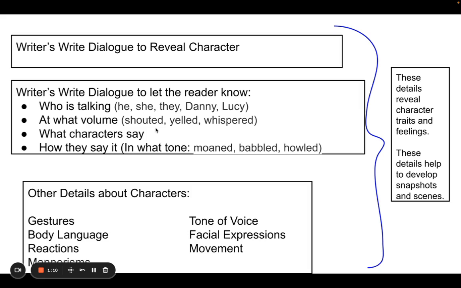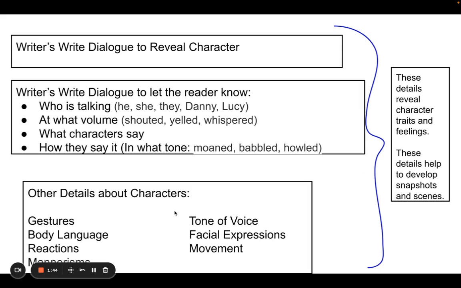So, reasons writers write dialogue. You can reveal character traits, feelings. Writers write dialogue to let the reader know who is talking, at what volume they're speaking, what they say, the actual words, and how they say it, and what tone. Are they moaning, babbling, howling? These details really help develop snapshots and scenes. It helps bring your reader into your writing, into the scenes.